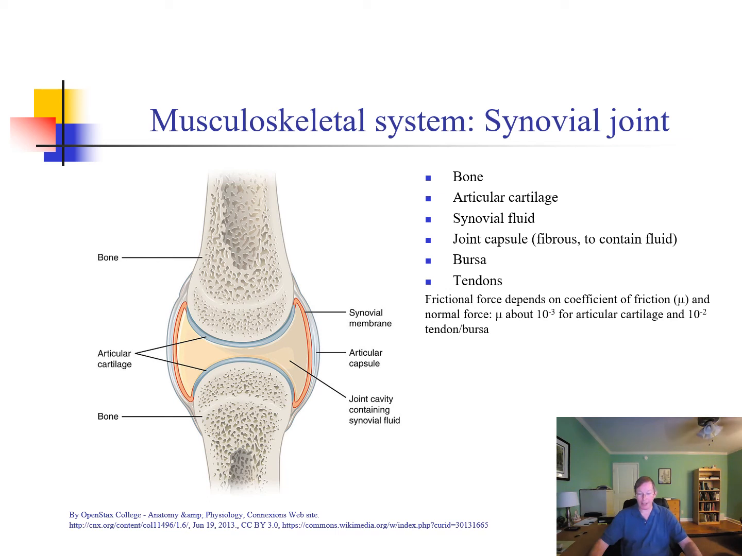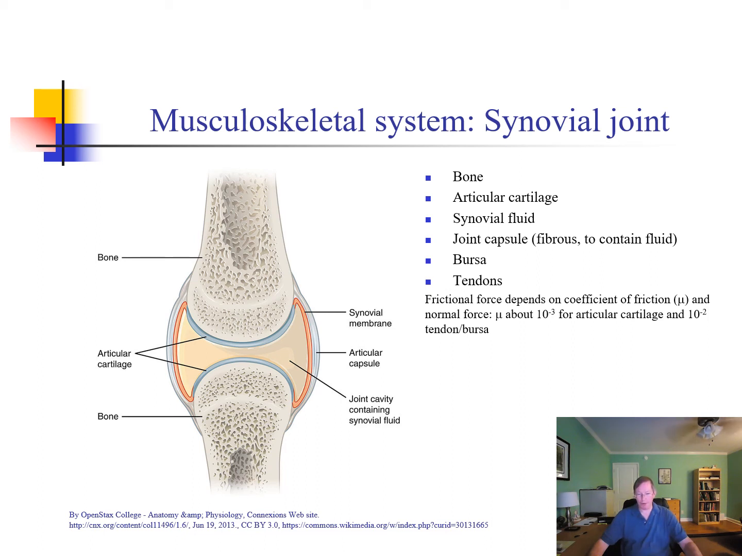The lubrication will be confined to this joint space. Sometimes this can be large. For example, in the knee, it can be up to about 10 milliliters. Other times it's fairly small, such as on the fingers.